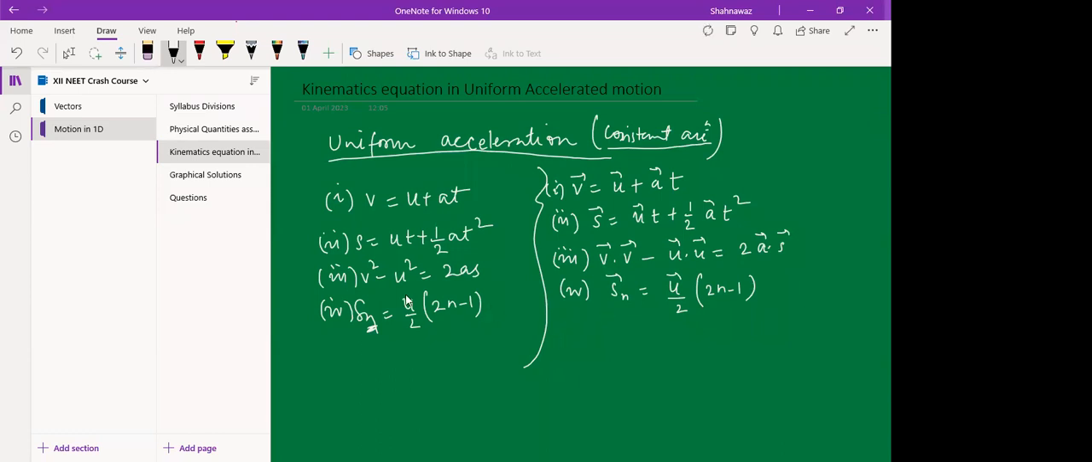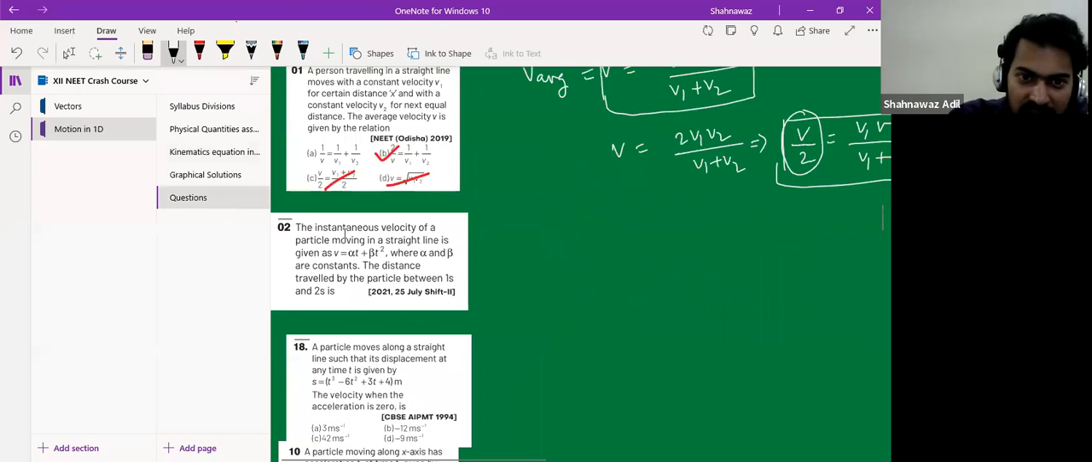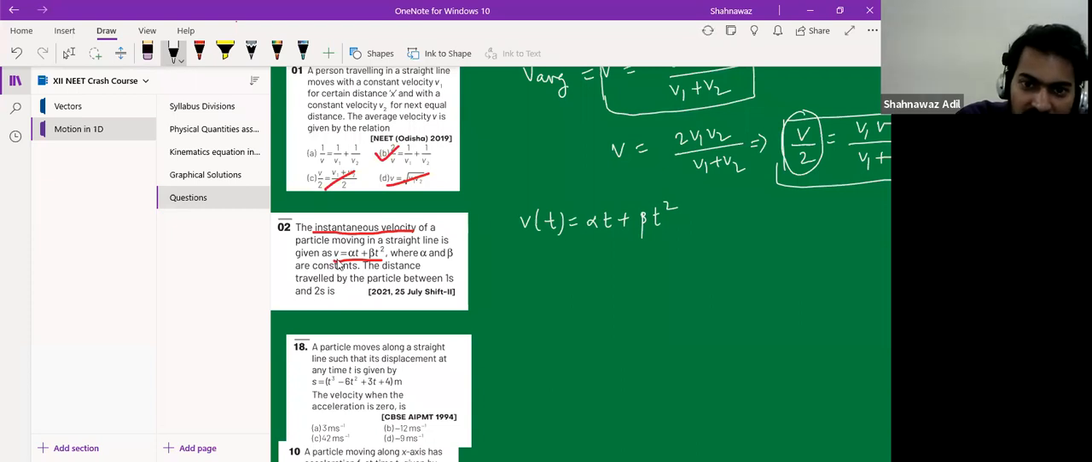Yes, sir. So this is all about the first chapter, and on the basis of these, we will solve the rest of the questions. Okay. So let's solve this question. The instantaneous velocity of a particle moving in a straight line is given, so the form of v is given, and we need the distance traveled by the particle between 1 second and 2 second. Okay. So the instantaneous velocity is given, right? V is given as a function of t. And for the instantaneous case, what is the relation between the velocity and the position or the distance? What is the relation between them?